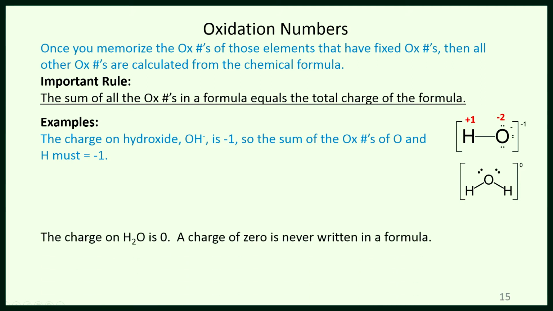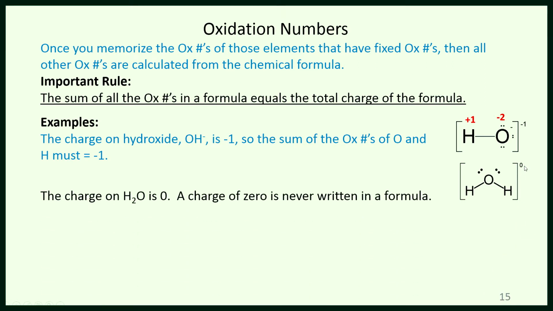Here's water. Now water has a charge of 0. We don't normally write, in fact we never write, a charge of 0 beside a formula. It's understood. Since the total charge is 0, the sum of the oxidation numbers of oxygen and hydrogen must also be 0. And there they are. Oxygen is -2, each hydrogen is +1. The sum must be 0.